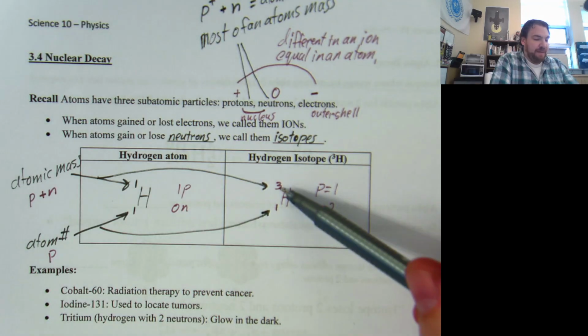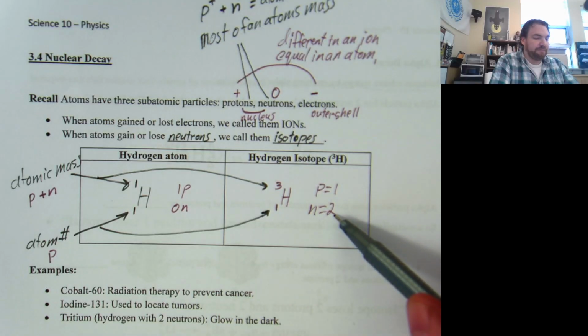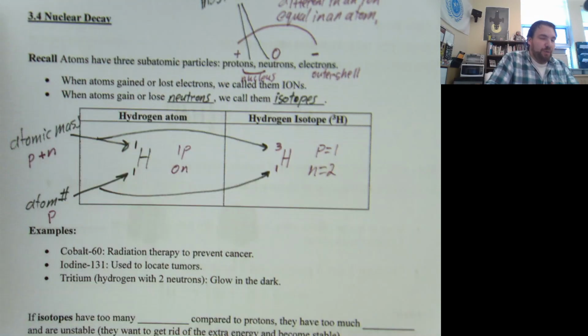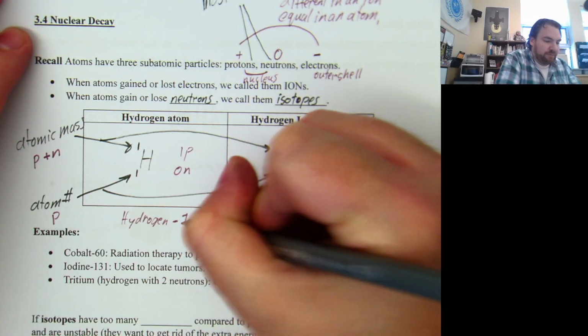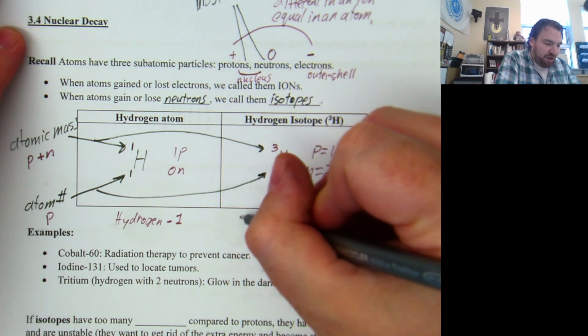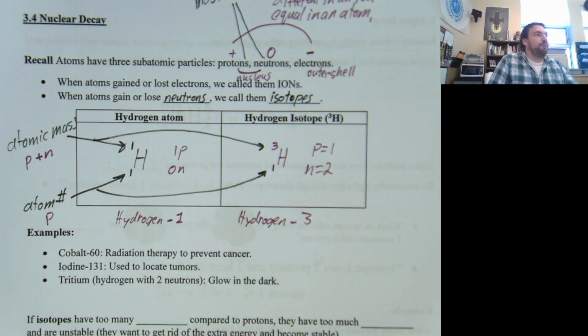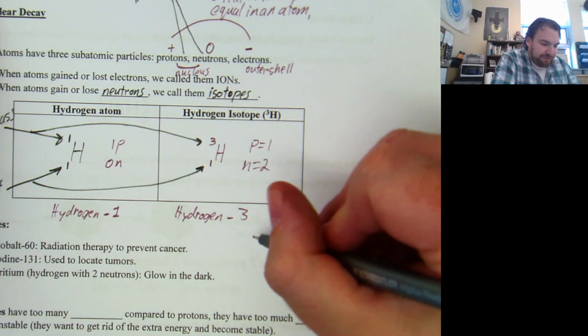It's always, so mass minus atomic number will give you the number of neutrons. And so we name these things different ways. We would call this guy over here hydrogen-1, hydrogen dash 1. And this guy over here we would call hydrogen-3. Different isotopes of the same element get their mass added on at the end. We'll talk about these 3 in a second, but another example we talk about is carbon.